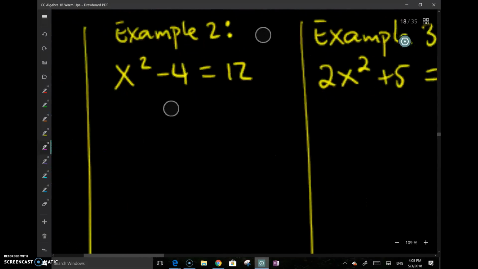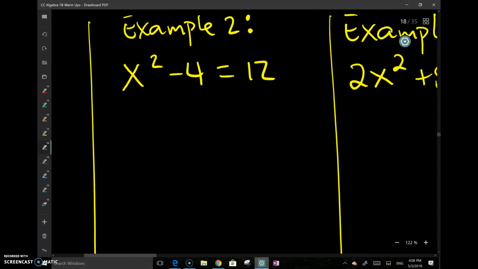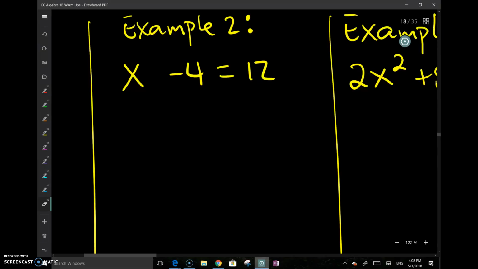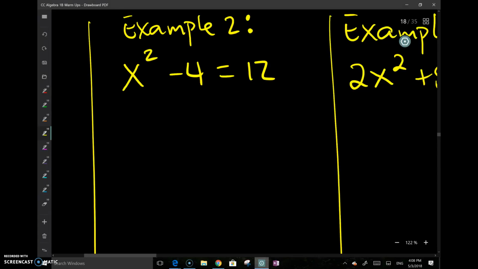Number 2, let's go ahead. Now again, you want to ask yourself, what would I do if this were not a function, this was an equation without this power of 2? So hopefully you would think, okay, I need to add 4 on both sides, and that would be the correct line of thought. Only difference is that you actually do have a power of 2. So let's go ahead and add 4 on both sides. And what I get from that is x squared is equal to 16.